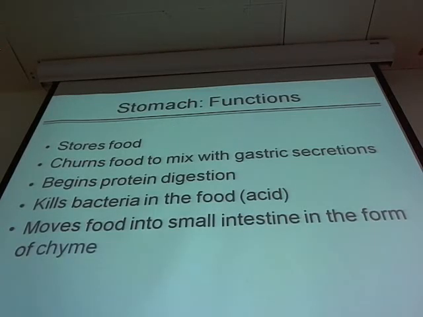Stomach function: stores food, churns, and mixes with gastric secretions, beginning protein digestion. What's in there? Pepsin. Pepsinogen is secreted, and in the lower pH of the stomach it turns into pepsin, which breaks down your proteins. It kills bacteria, not all of them, but some of them. It moves food into the small intestine in the form of chyme.